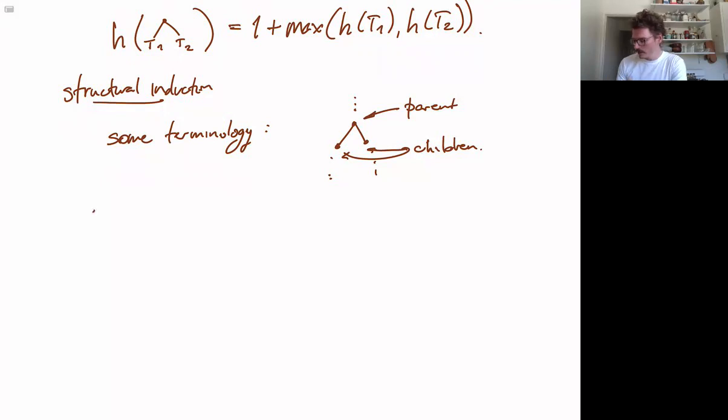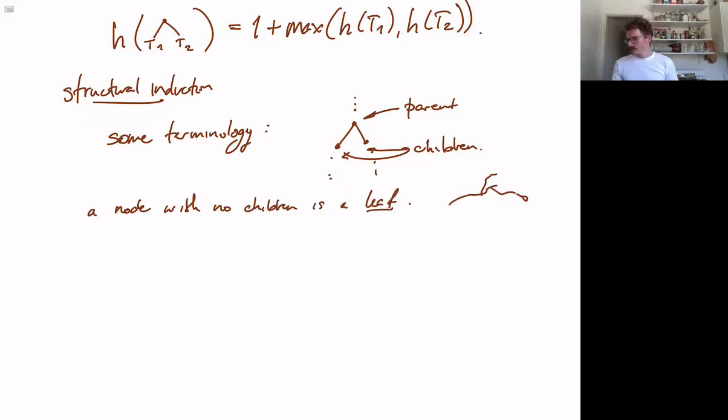So a node with no children is called a leaf, which of course you can understand in the tree metaphor: you may have branches and branches and branches, but when you reach a leaf, that is the end. There's nothing after that. That is the end of the tree. So that is why it's called a leaf if it has no children.